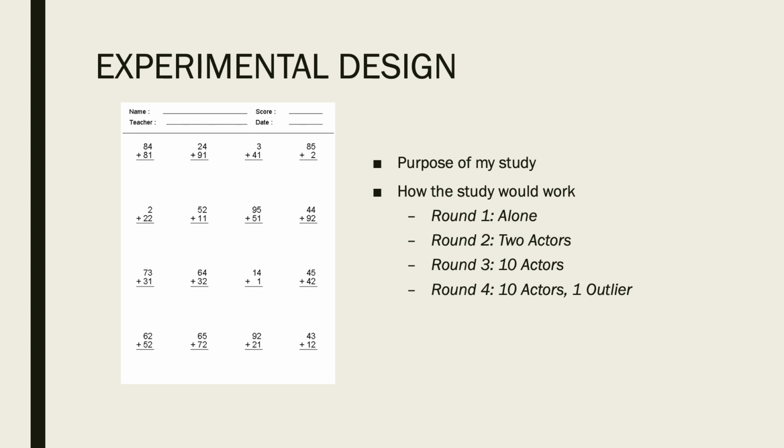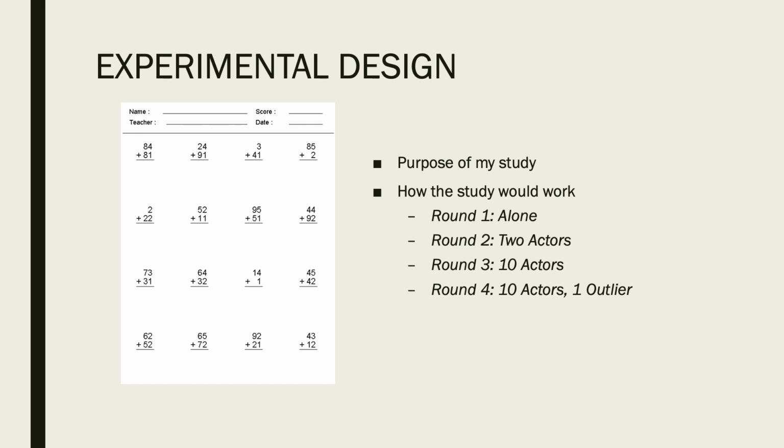In the third round, the real participant would be placed in a room with 10 actors, and much like the last round, each actor will give the wrong answer. Finally, round 4 would consist of all the real participants and the 10 actors, but this time one of the actors would give the correct answer while the other 9 give the wrong answer.